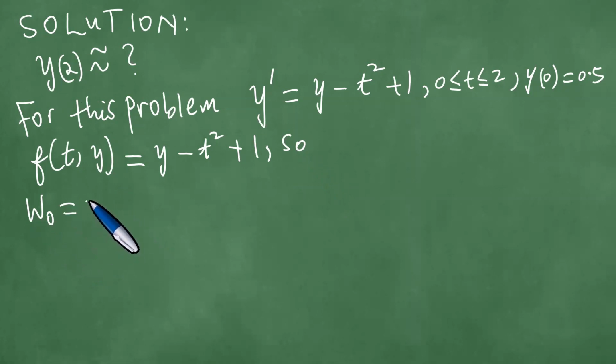Now, the initial value is y at 0. What is y at 0? Y at 0 is 0.5. It was just given in the question. That is the initial value. So we start and we say it's 0.5.